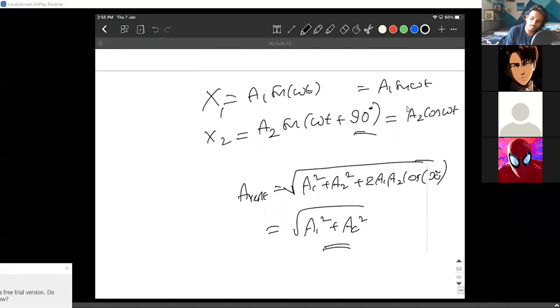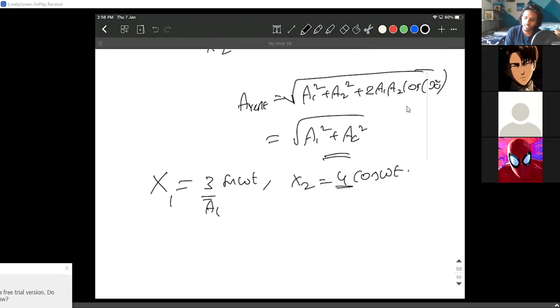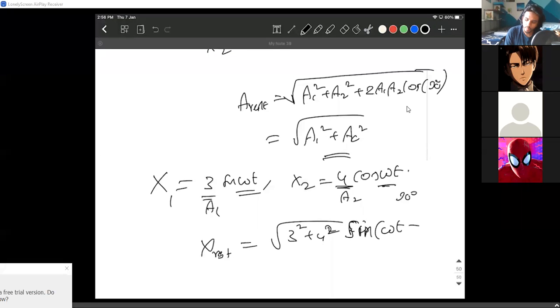And this was a question from the DPP on day 1 or day 2 or day 3, I don't remember. The question directly says there are two SHMs, x1 equals 3 sine omega t, x2 equals 4 cos omega t. This is A1, this is A2. The phase difference is 90 degrees. So the resultant x must be equal to root over 3 square plus 4 square, sine omega t plus some phi.